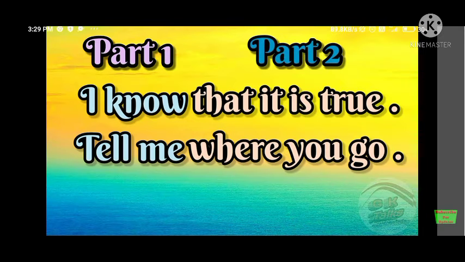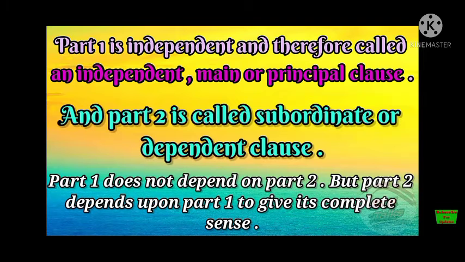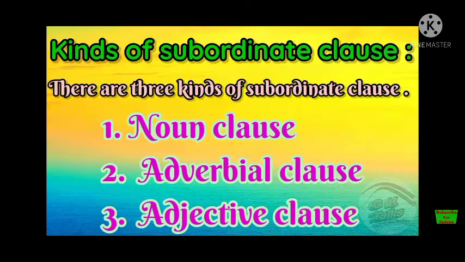Now, there are two parts, part 1 and part 2, that I told you. Part 1 is independent and therefore called an independent, main or principal clause, and part 2 is called a subordinate or dependent clause. Now part 1 doesn't depend on part 2, but part 2 depends upon part 1 to give its complete sense. Now what are the kinds of subordinate clause? There are three kinds of subordinate clause: noun clause, adverbial clause and adjective clause.